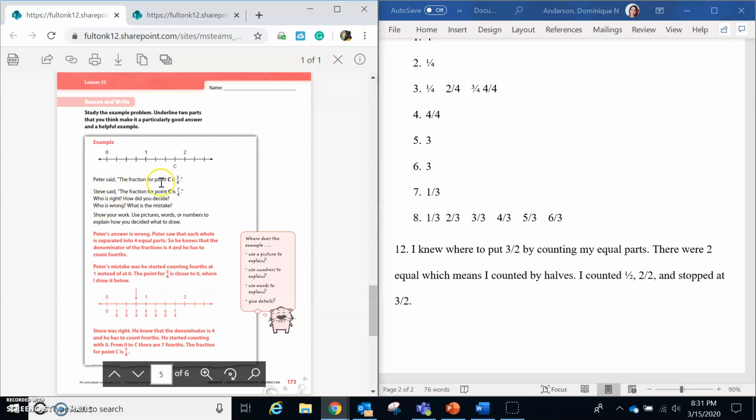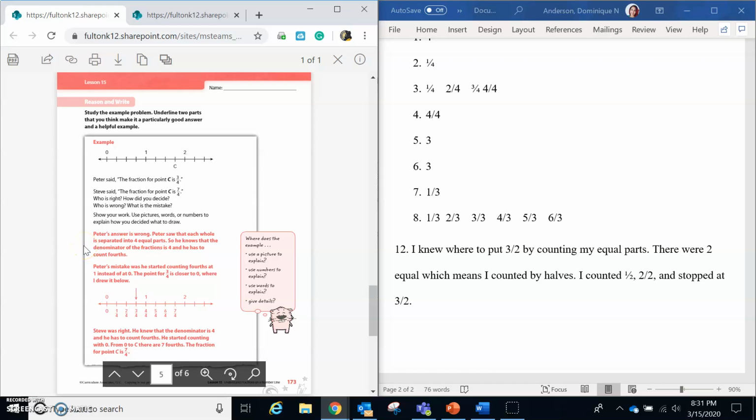So here we have our example. It said, Peter said the fraction for point C is 3/4. So he says right here is 3/4. Steve said the fraction for point C is 7/4. Who was right? How did you decide who was wrong? What is the mistake? Show your work using pictures, words, or numbers. Explain how you decided what to draw. So here's what they said.